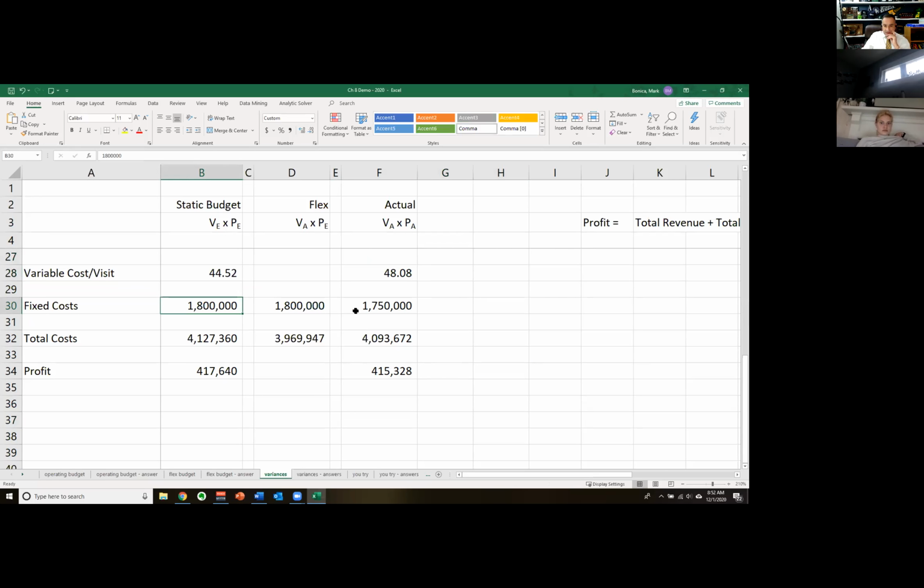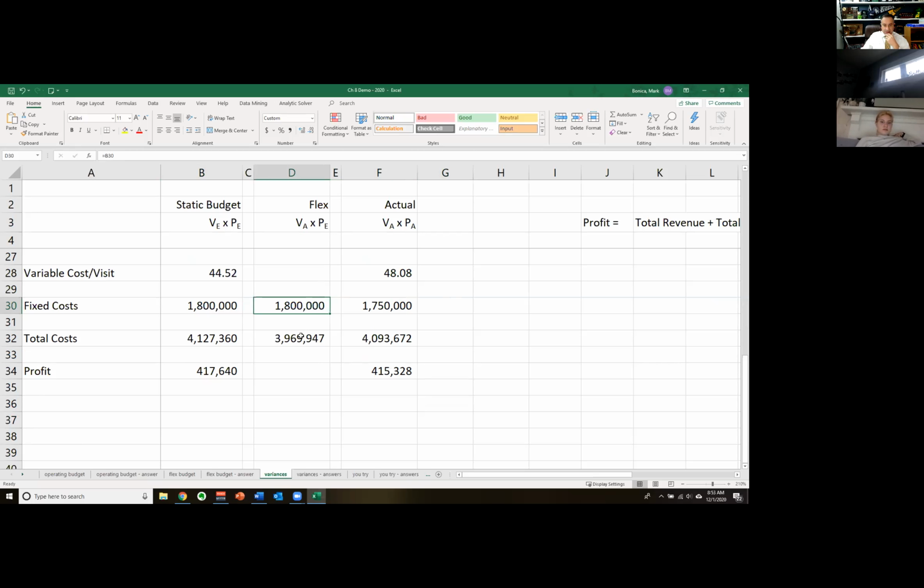Fixed costs, again. We thought fixed costs would be 1.8. Fixed costs we think of as having basically a volume of 1, right? And so that's kind of the best way to think about it. So price, basically it's price times 1. So the expected price was 1.8 million times 1. The actual was 1.75 times 1. The flex is 1.8 because we're using the actual volume, which is still 1, right, times the expected price.